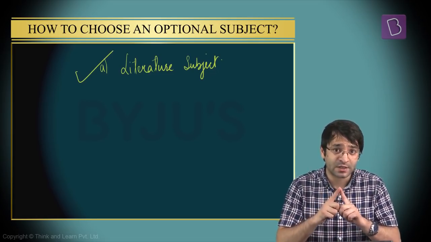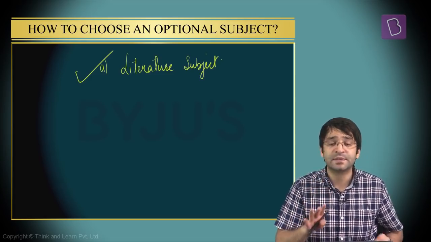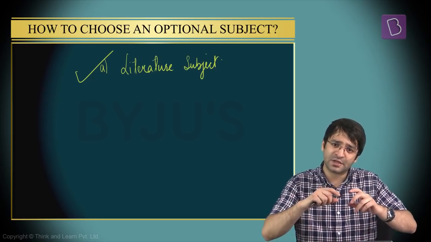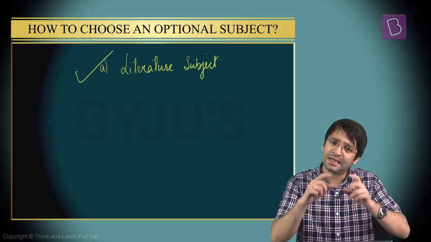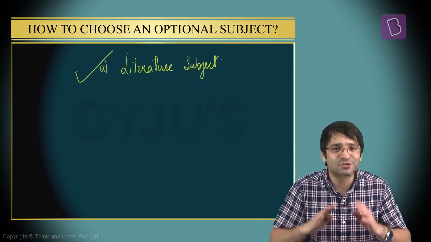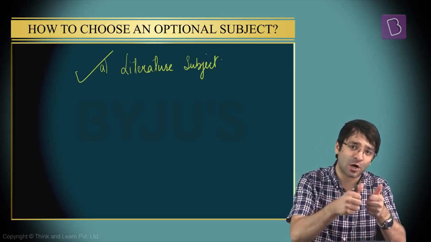But there is a catch here. If you are good in a literature subject, please opt for it. It is not that after watching this lecture, you say that since literature is a good scoring subject, I'll opt for Kannada literature as my optional subject, but you're from Punjab. It's going to boomerang on you. If you are good in a literature subject, please opt for it.